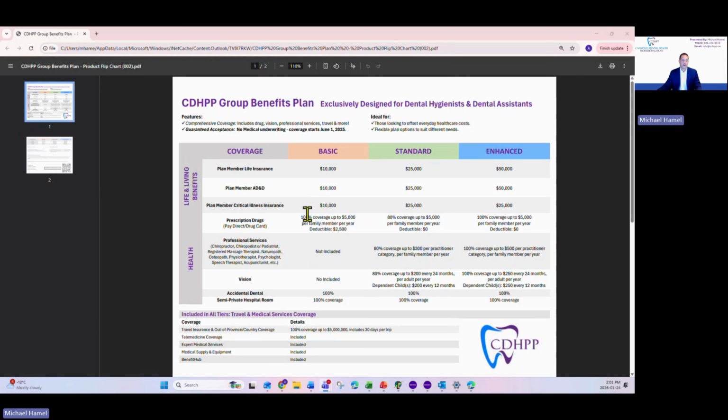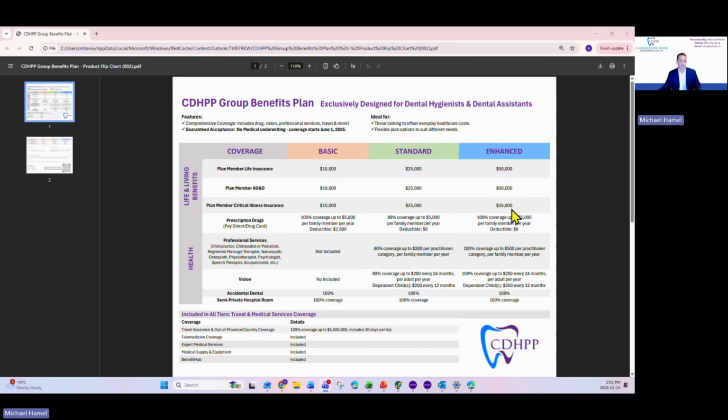Now, on this first screen here, you're going to see two key components, and that is life and living benefits and the health component. So we're going to start off with the life and living benefit component. This component only benefits the insured. There's only coverage for the insured, that being the hygienist or the assistant. This component offers life insurance with $50,000, again on the enhanced, accidental death and dismemberment, AD&D, $50,000, and critical illness insurance of $25,000. All of these benefits are going to be a tax-free lump sum payment to either you or your beneficiary.